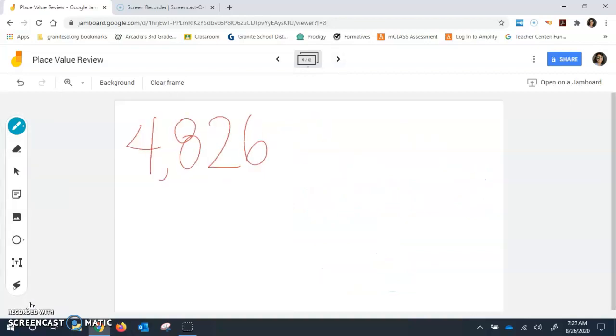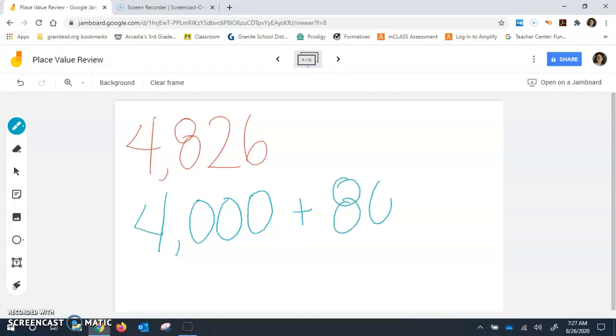Same with this one, 4,826. So we have 4,000, make sure you have enough zeros, plus 800 plus 20, so 2, and then the number behind it, make a 0, plus 6. So that's a good strategy: take the number you're starting at on the left side, which is 4, and then change everything else to zeros. Go to the next number, 8. Change everything else to zeros. That way you can make sure you have all the numbers there.